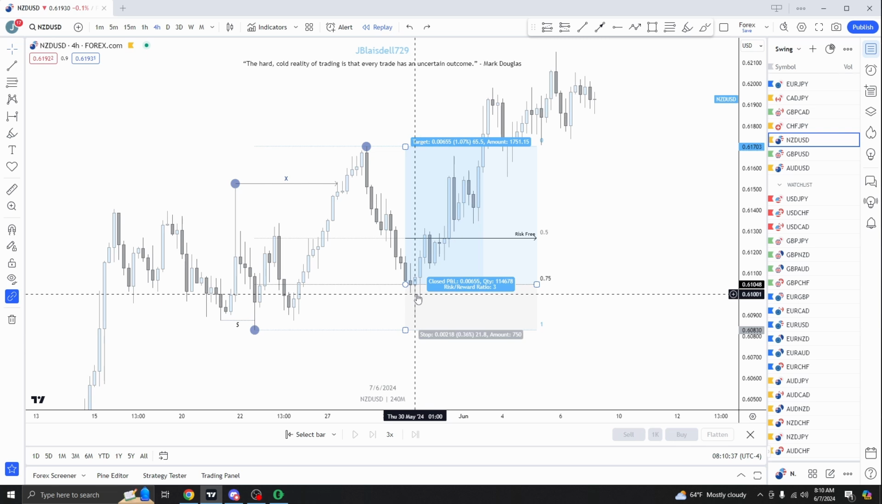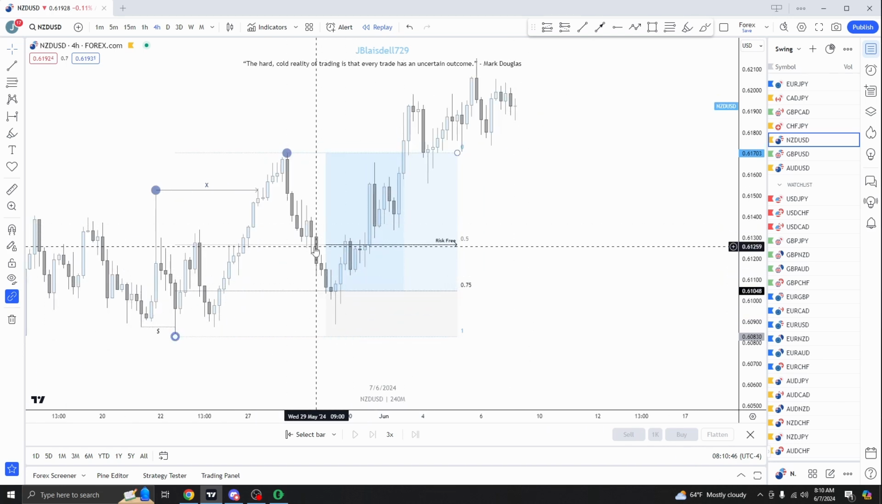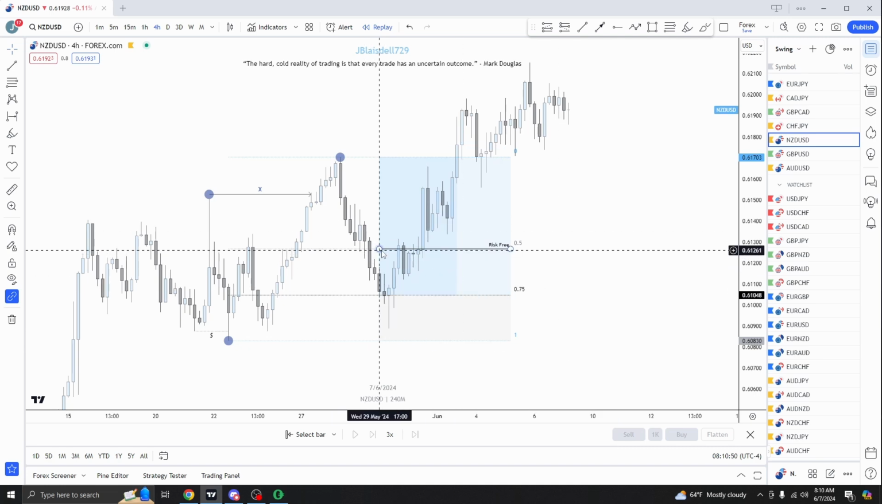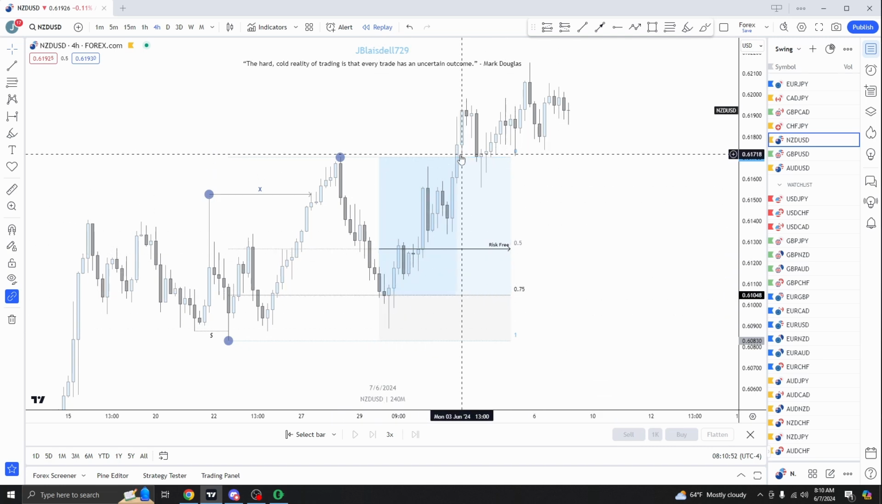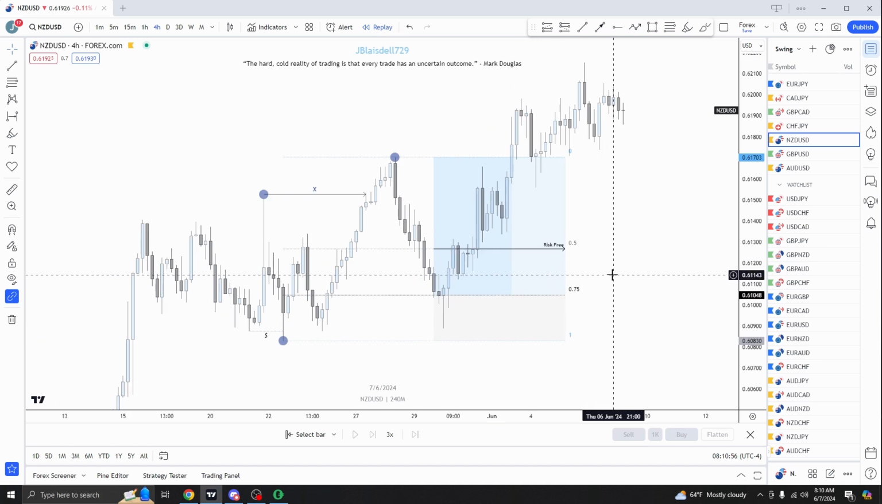So I got entered at about, it was on the 30th, it looks like. I don't even think I noticed it till the next day, honestly. But I got tapped in. Same as usual, I went risk-free here at 1RR. And then this one, unlike GU, it actually did push to the take profit. So I ended up making +3 on that one.